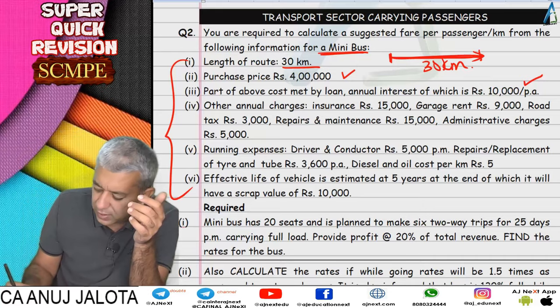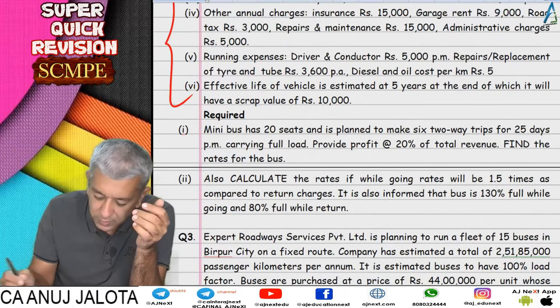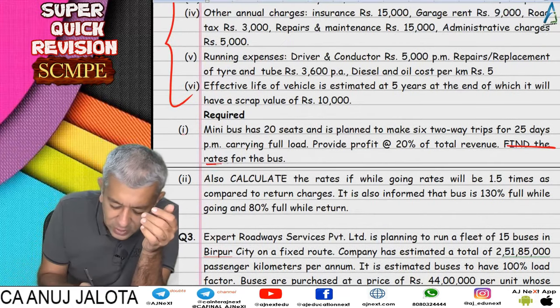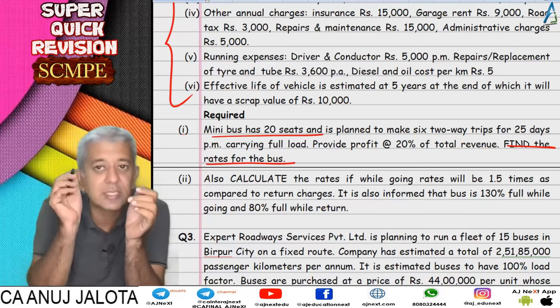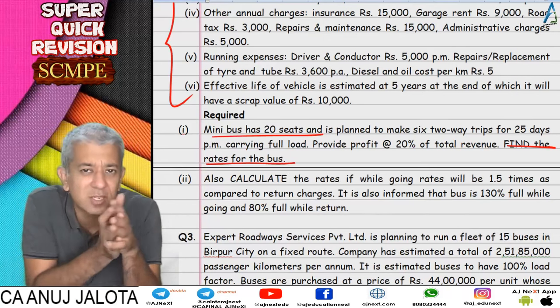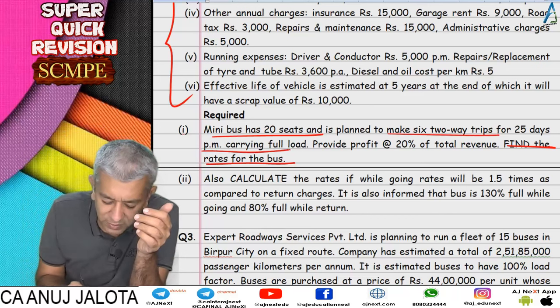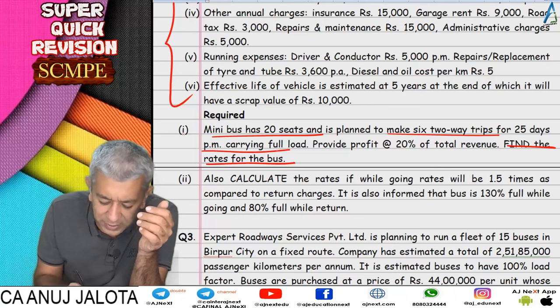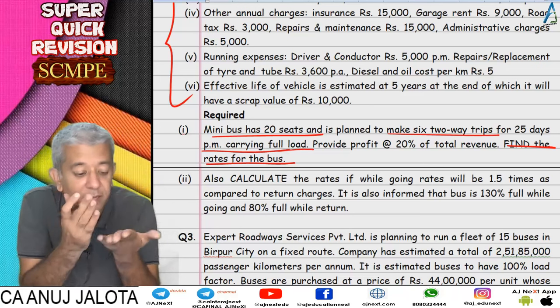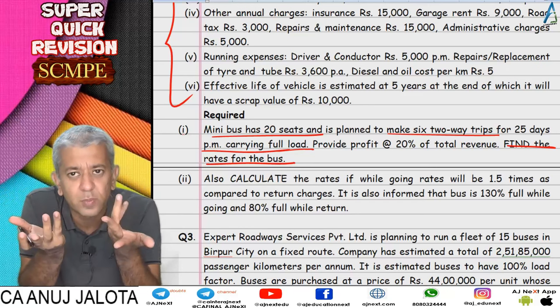In part one, our job was to find the rates for the bus. Bus had 20 seats. Now 20 seats by default will mean 20 passenger seats, will not include the seat of the driver or conductor. It is planned to make 6 two-way trips for 25 days per month carrying full load. Obviously it's a bus. Whenever it'll be going from one place to another, it is carrying full load. Whenever it is coming back also, it'll be carrying full load only.